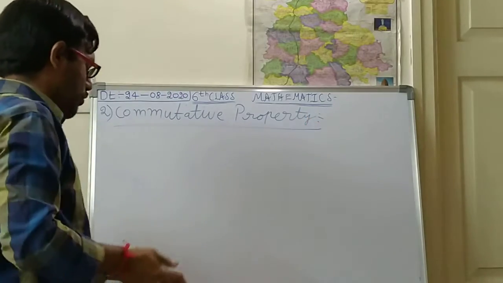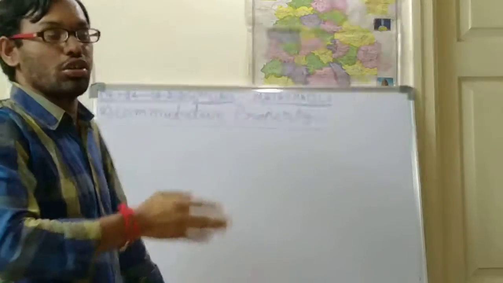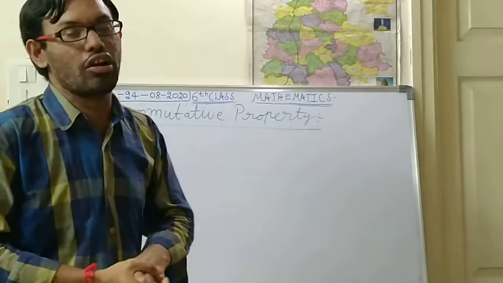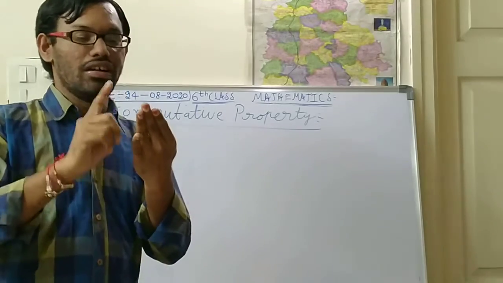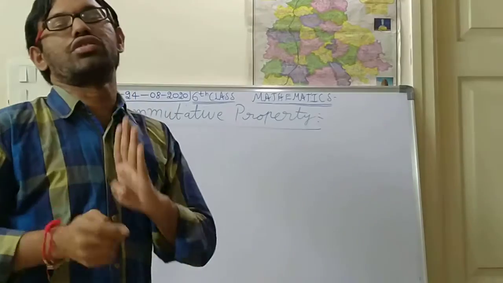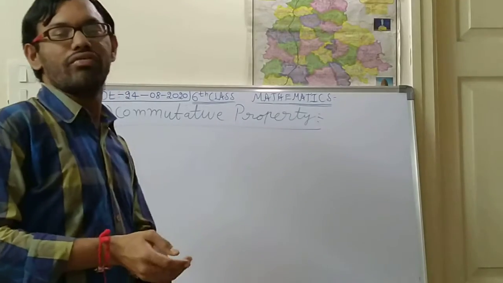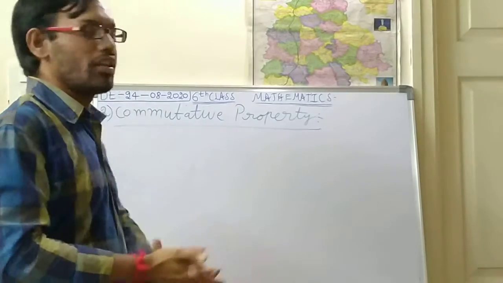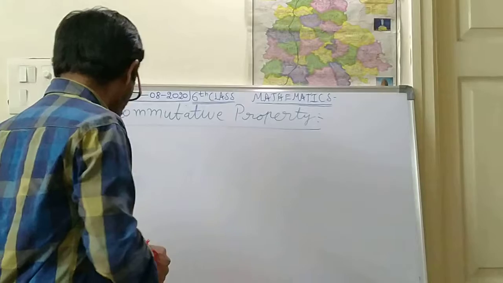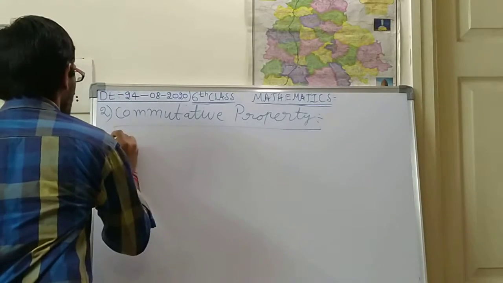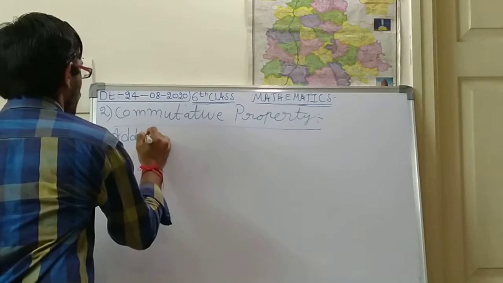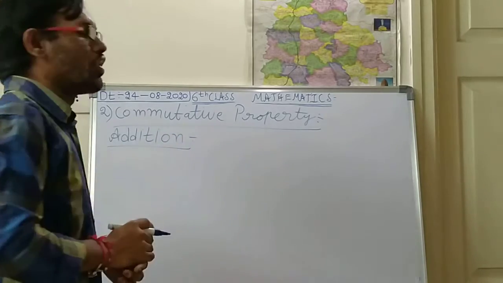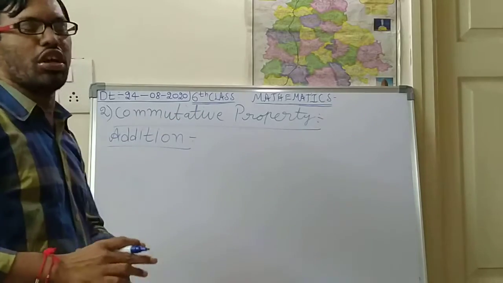So what is the commutative property? This property also you should check in the four basic mathematical operations: addition, subtraction, multiplication and division. We have to check whether it is satisfied or not in all four operations. First of all, we shall go with addition.